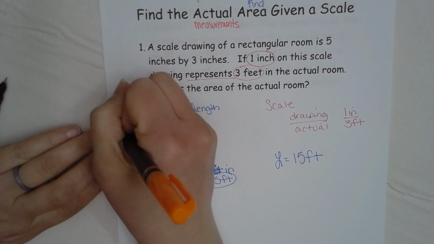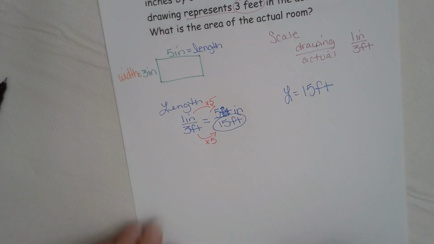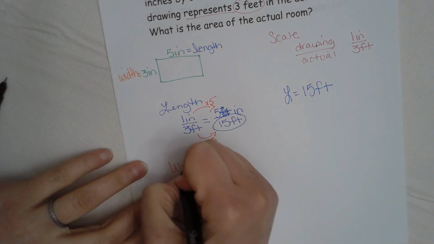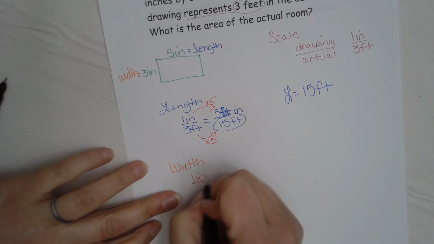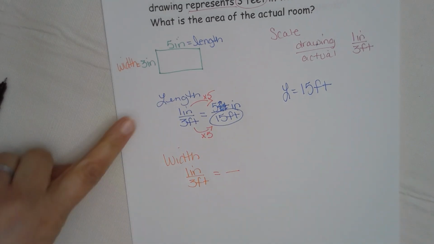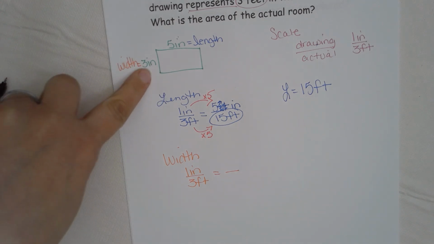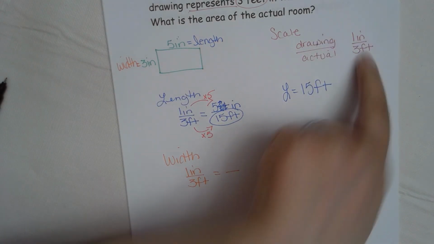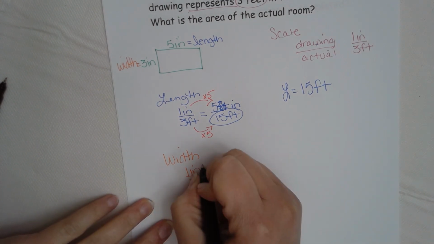And the width is 3 inches. Once again, I'm going to take our scale, 1 inch over 3 feet, and make a proportion. The 3 inches, that is a drawing. That's not an actual room size. That'd be kind of small if that was a room size. So the 3 inches is the drawing. That's going to go into the numerator. So we're going to plug that in, 3 inches.